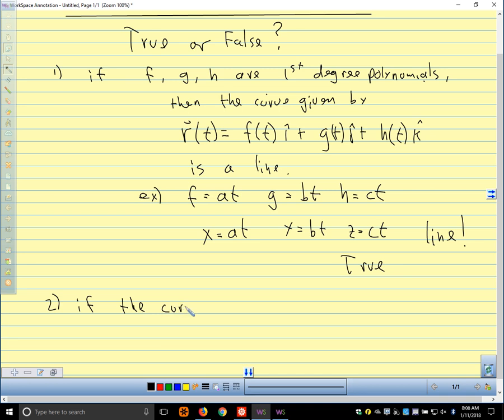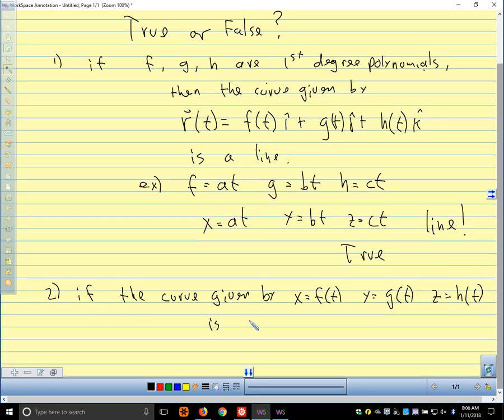If the curve given by x equals f of t, y equals g of t, and z equals h of t is a line, then f, g, and h are first degree polynomials.